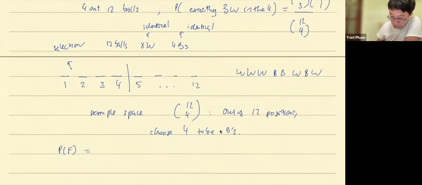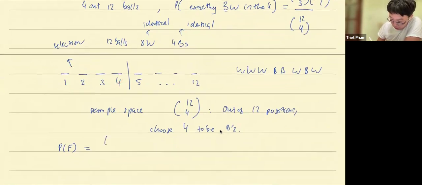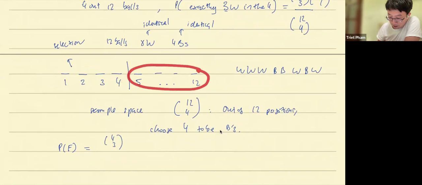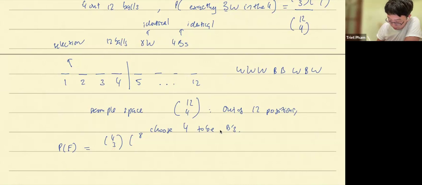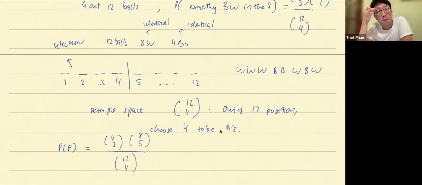Well, it's going to be what? Out of 4 positions, you still choose 3, right, to be whites. And then what? You have 8 positions left, right? And you have to choose how many to be whites now? You have 5 positions left, right? Agree?